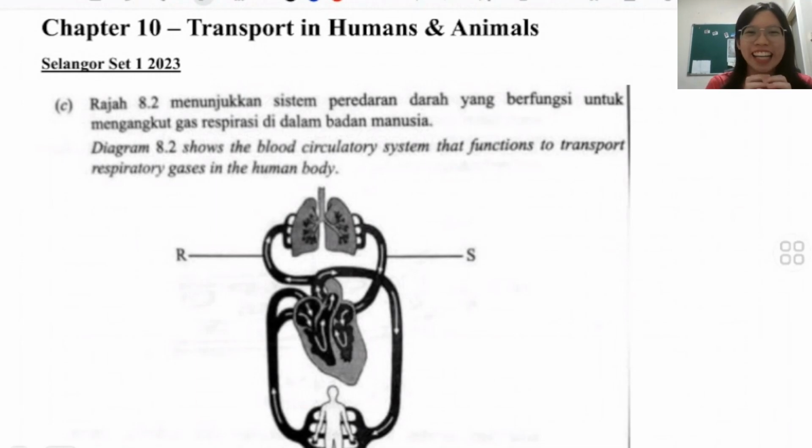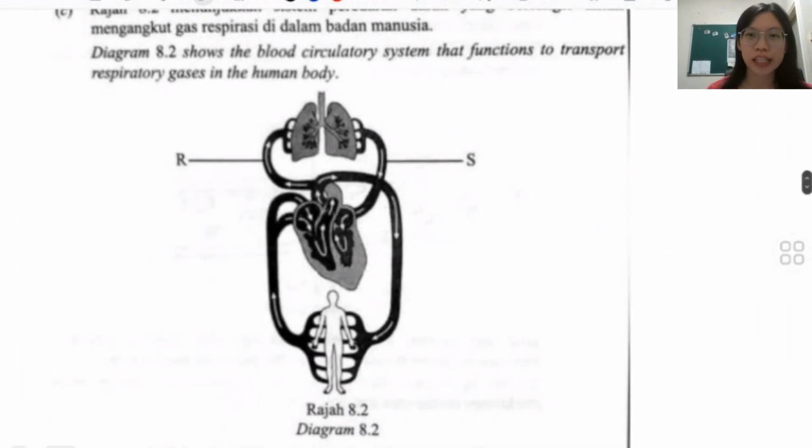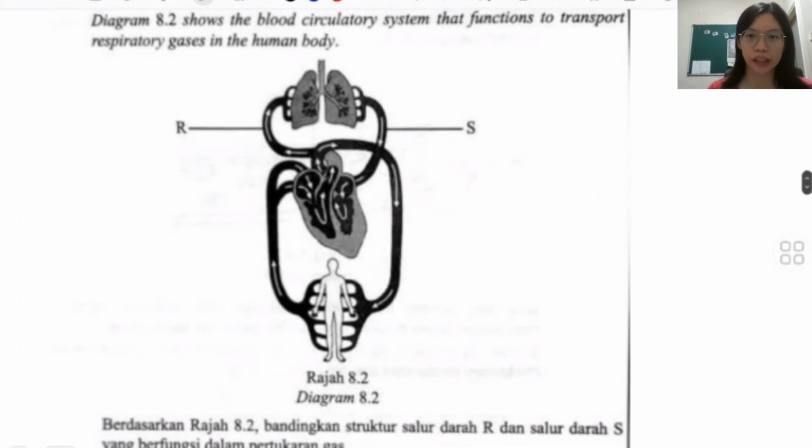Quick, quick. So let's take a look at this Selangor Set 1 2023. It is a human blood circulatory system that functions to transport the respiratory gases in the human body. They basically want you to identify what is R and S. It's very obvious when they label it, right?